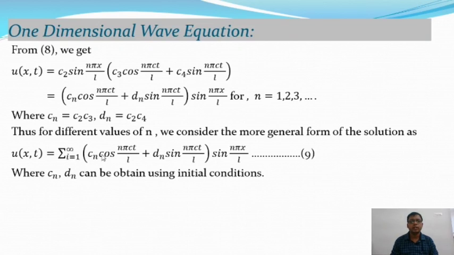So thus for the different values of n, we consider the most general form of the solution as u of x comma t equal to the summation over n equal to 1 to infinity of (Cn cos (n pi ct by L) plus Dn sin (n pi ct by L)) into sin (n pi x by L), and this is equation number 9, where Cn and Dn can be obtained using the initial conditions.